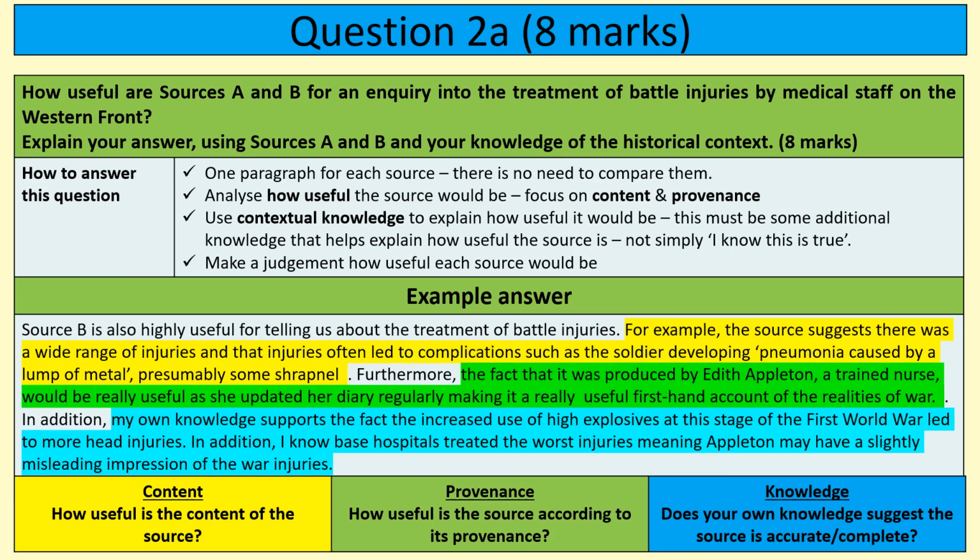Okay, so same thing for source B. We're looking at content, provenance, knowledge. Source B is also highly useful for telling us about the treatment of battle injuries. For example, the source suggests there was a wide range of injuries, and that injuries often led to complications such as the soldier developing pneumonia caused by a lump of metal, presumably some shrapnel.